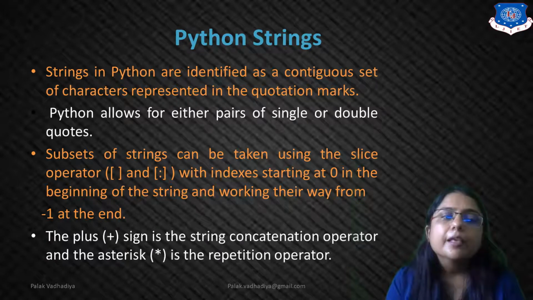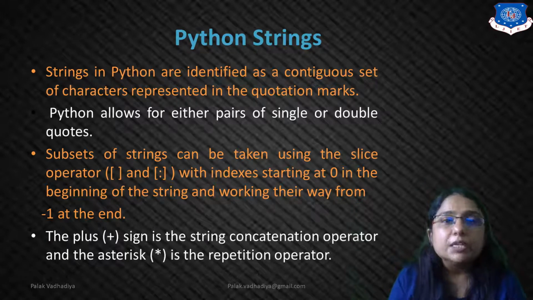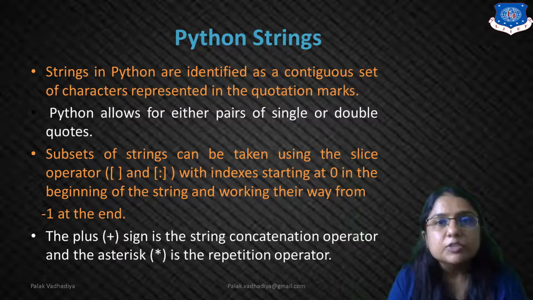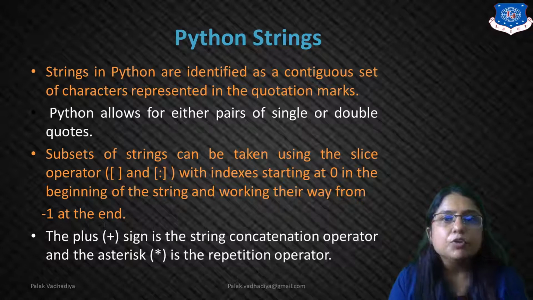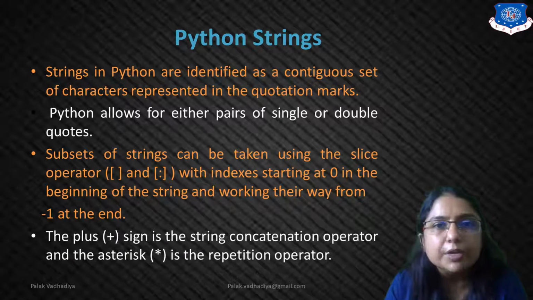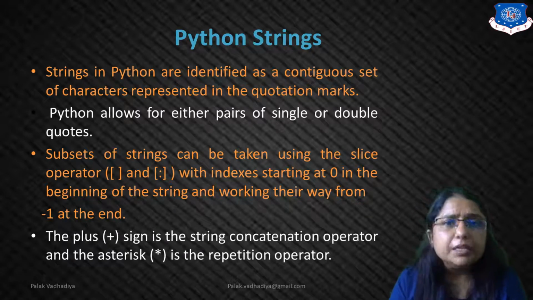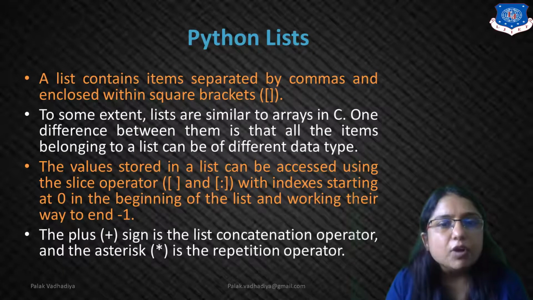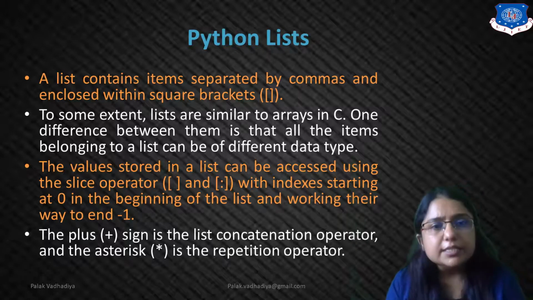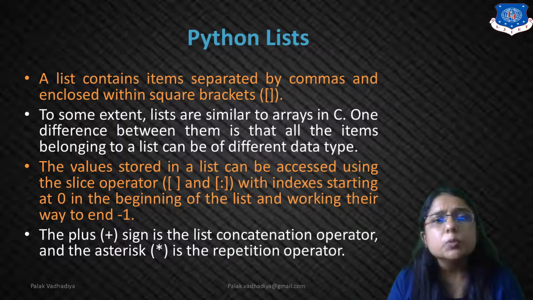And then we'll make the slicing of the string. And then we can use the plus and the asterisk, that is for multiplication. Okay, suppose if you want to add 2 strings, then you can use the operator plus. If you want to multiply, then you can use the asterisk sign. Now next is Python list. A list contains items separated by commas and enclosed within square brackets. So whenever you want to define any list, at that time you have to use the square bracket.